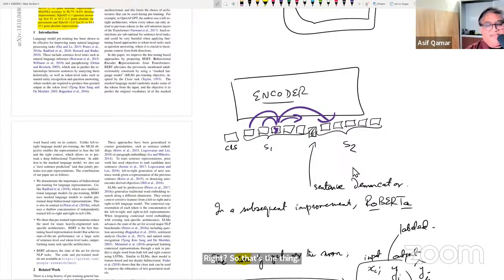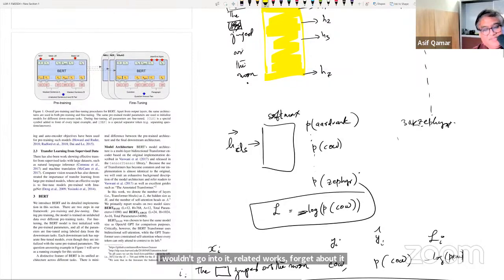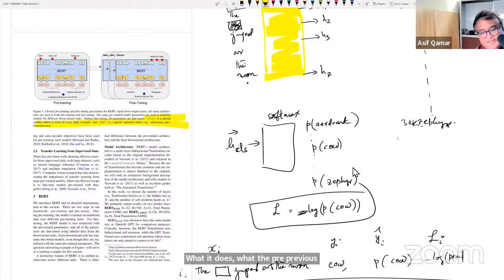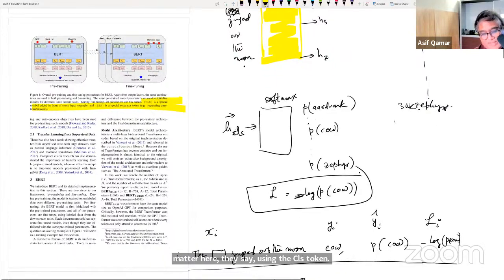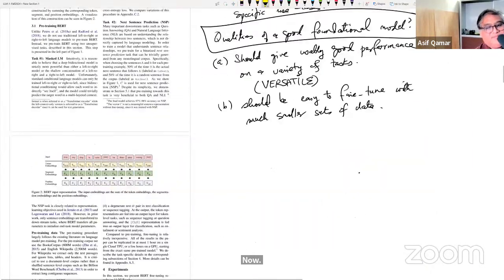What the main thing it does is BERT uses something called the cloze task, which is the masked language model, right? I won't go into it. Related works, forget about it. What the previous models did doesn't matter. Here they say using the CLS token. Now, the important thing is the masked language model. This is the task. Train it using masked language.